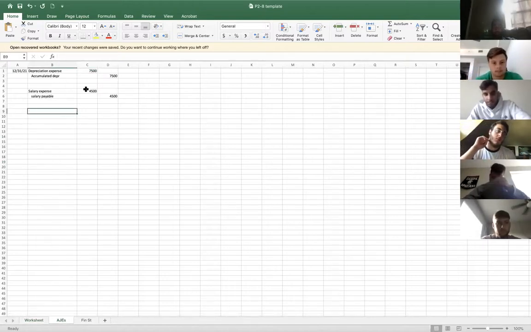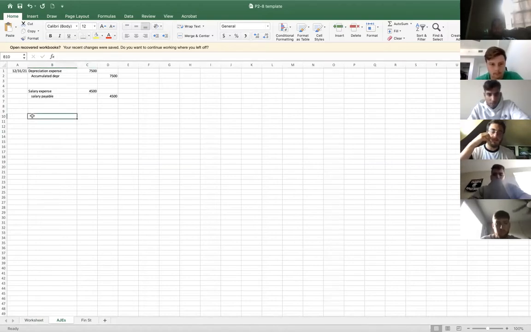Now the next one I had to hard code because it's not a formula. They just gave you the number. So now let's look at number 3. The company borrowed $30,000 on September 1st, and it's to be repaid in 10 years, 10% interest, and interest is payable twice a year on each August 31st and February 28th.